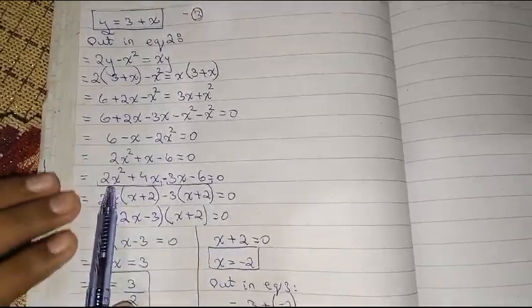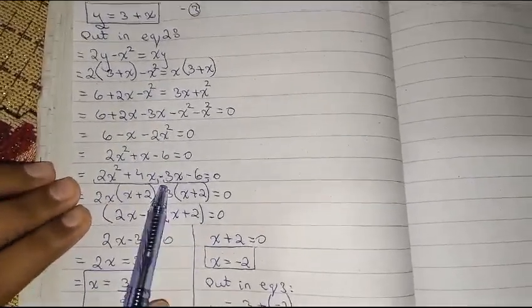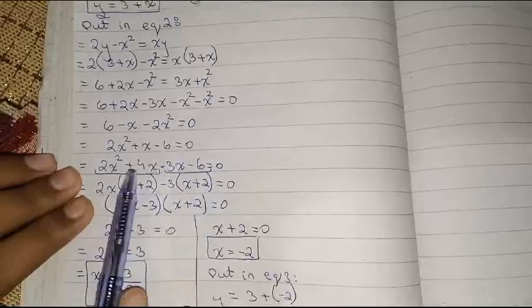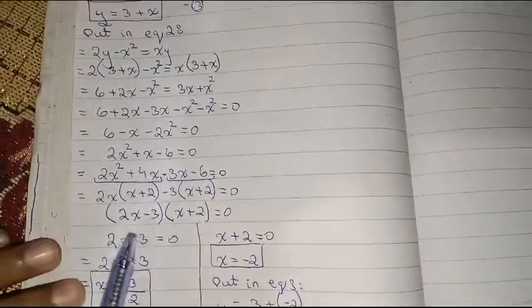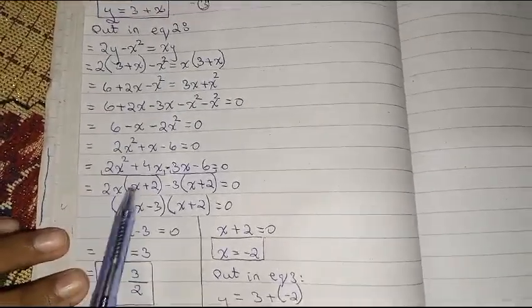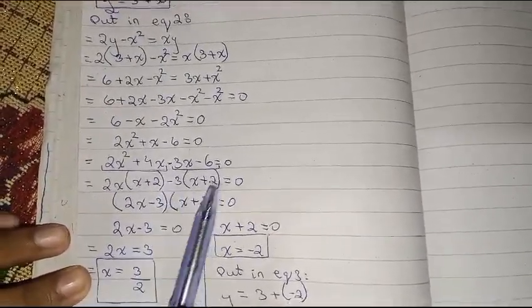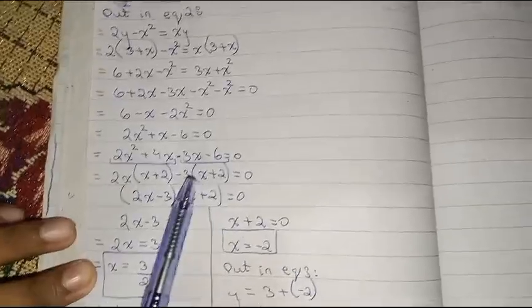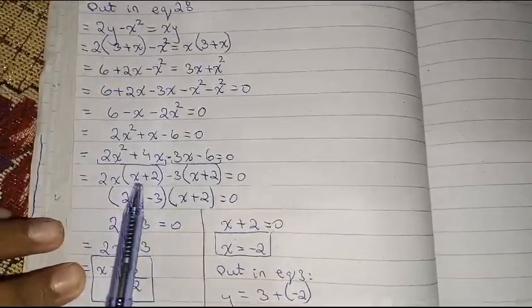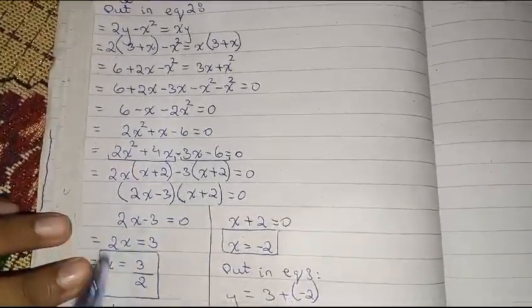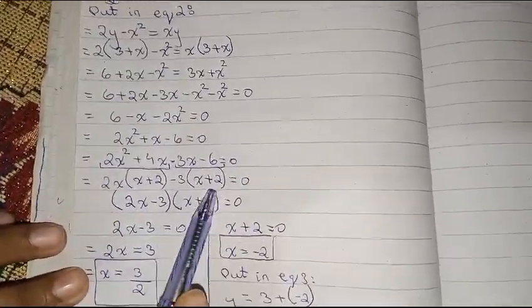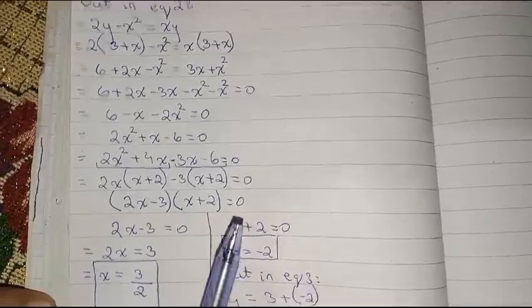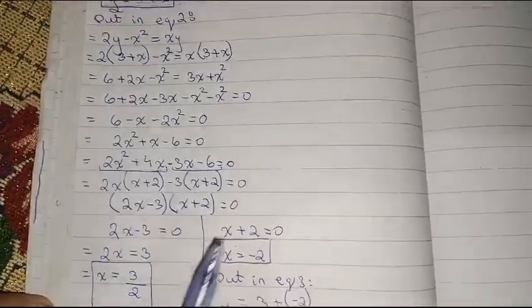Then we can take common from the first two terms and the second two terms. This is our first two terms and these are our second two terms. So after taking common, we get 2x bracket x plus 2 minus 3 bracket x plus 2. Remember that if we do not get the same brackets like x plus 2 and x plus 2, our midterm break is wrong. We can identify from this technique also.